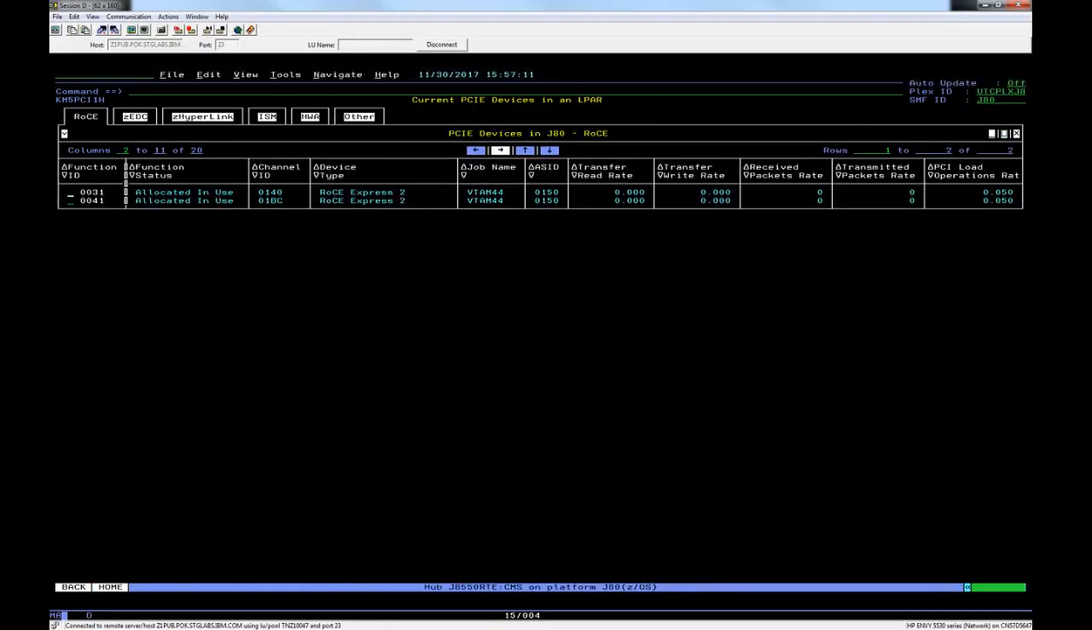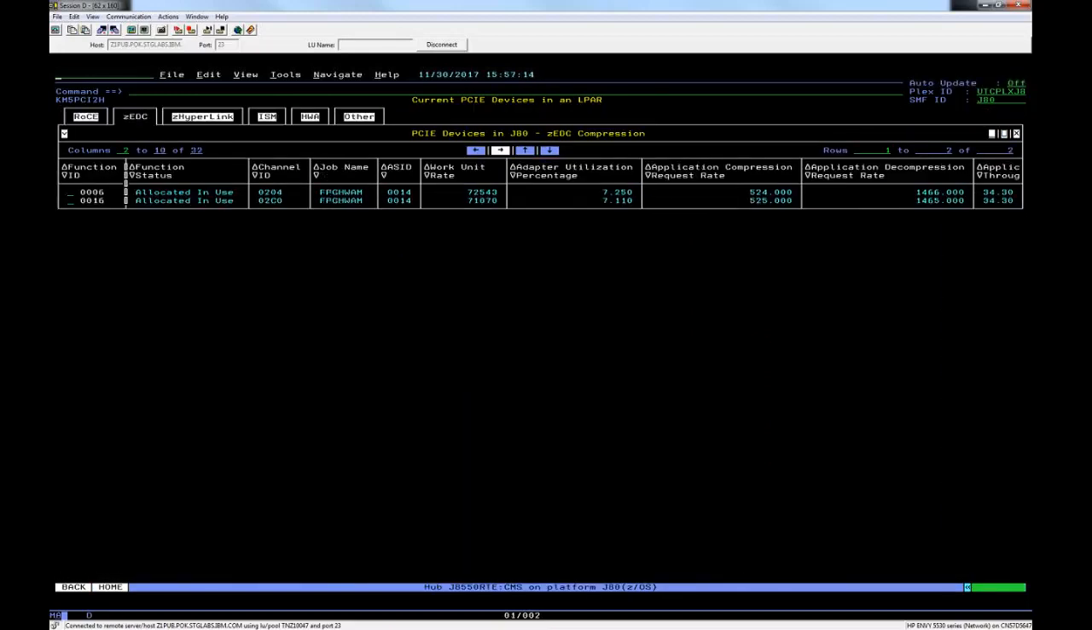Okay, backing up, we can look at zEDC. This is IBM's compression feature on Z. And here, same metrics again, up to the point where we get the specific metrics. Here we get the work unit rate, the adapter utilization percentage, not heavy utilization here. We tend to start getting, not concerned, but interested at 40%, and concerned maybe at 60%, are the rules of thumb.